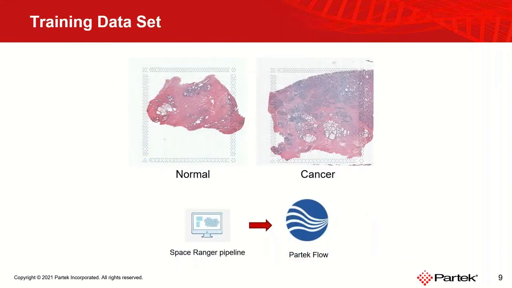With this, we've come to the conclusion of the brief overview, and I will now move forward and introduce the training dataset. The data were shared by 10x Genomics, two FFPE samples. One sample is a normal human prostate, while the other one is adenocarcinoma of the human prostate. Initial data processing was done using the Space Ranger pipeline of 10x Genomics, the output of which was then imported directly into Partek Flow.